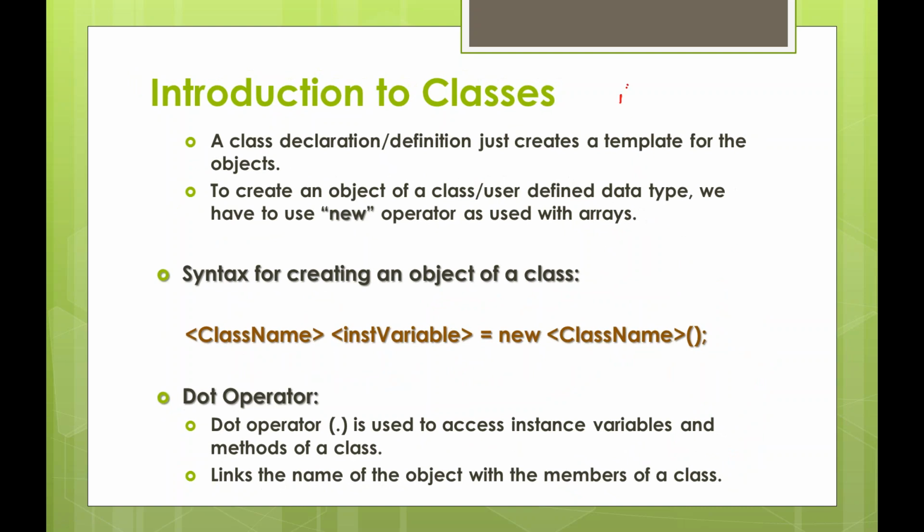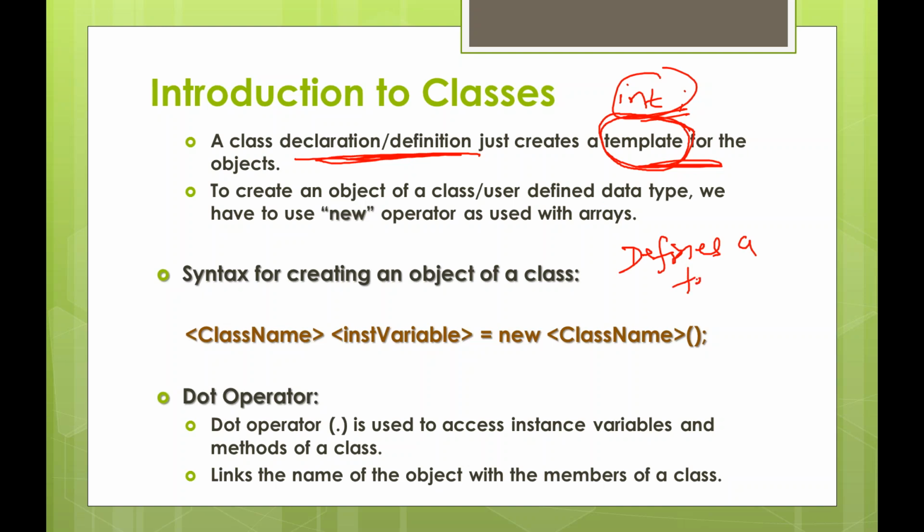Just by saying int, we are not creating any variables of type int, right? Similar to that, just by declaring or defining a class, we are not creating objects for that class. It just defines the template for objects of that particular class. So what exactly does a class definition do? It just defines a template.